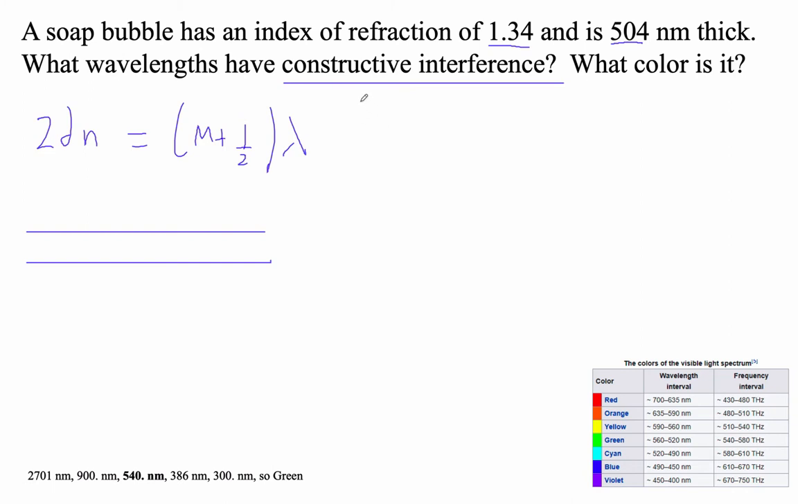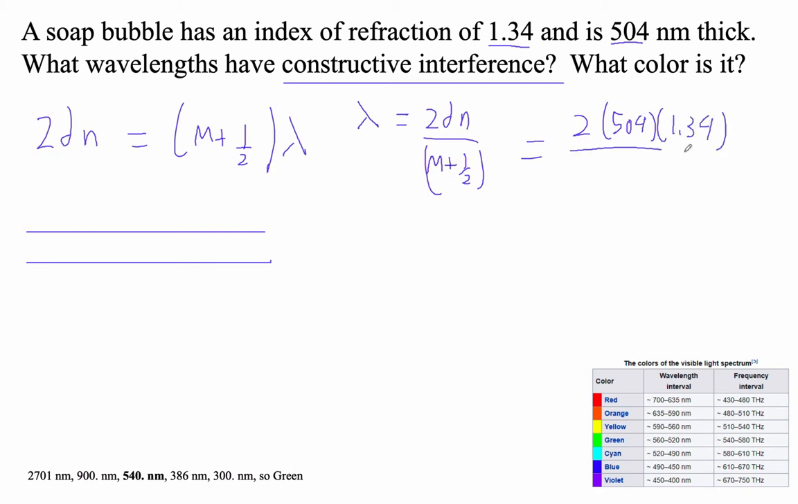So lambda is equal to 2dn over (m plus 1/2). Is it that easy? It's that easy. So that's going to be 2 times the thickness, 504, and n is 1.34, divided by m plus 1/2. All right, I think I can do this. Okay, I'm going to plug this in.